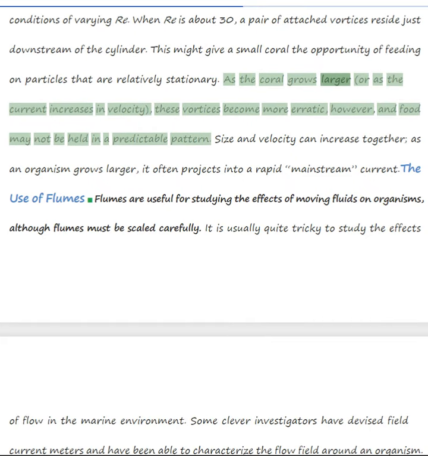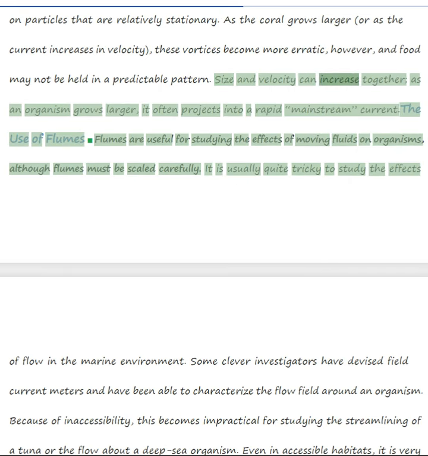As the coral grows larger, these vortices become more erratic, however, and food may not be held in a predictable pattern. Size and velocity can increase together. As an organism grows larger, it often projects into a rapid mainstream current.